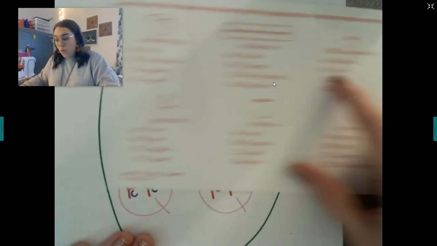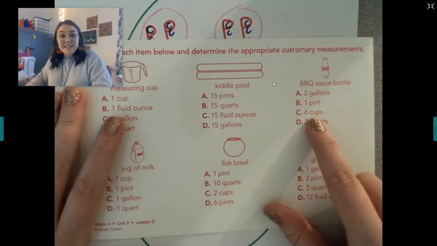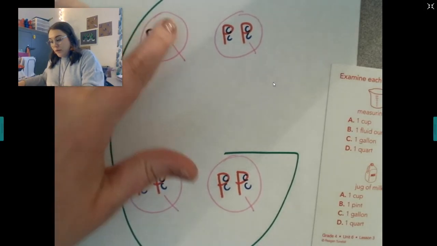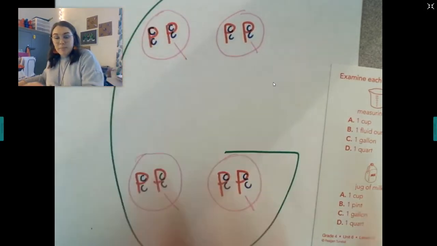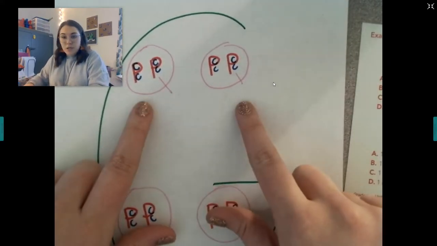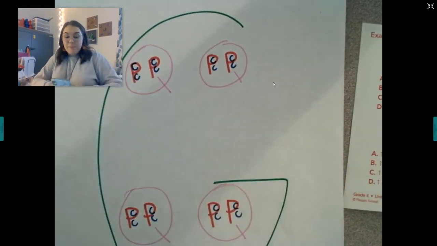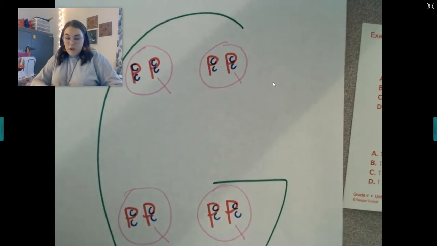Do you think it holds 1 pint? 6 cups? 1, 2, 3, 4, 5, 6. That would be 3 pints. Or 2 quarts, 2 big Qs. Think about it. A quart is like the milk. Think about the milk. So let's see if I can, or think quarts.